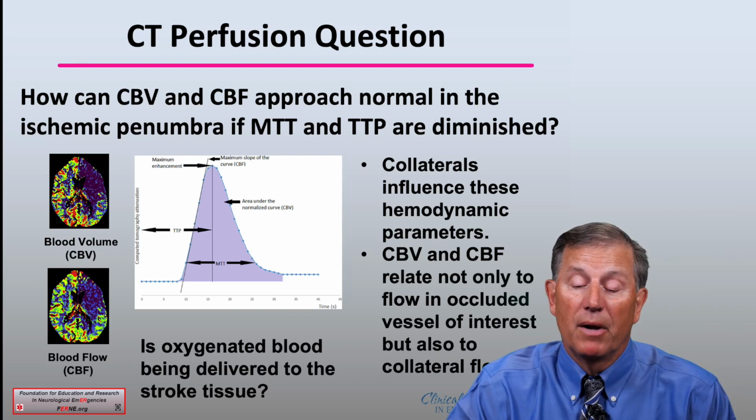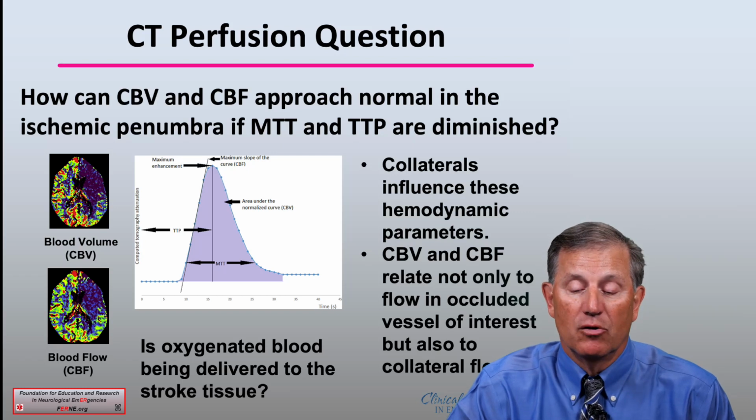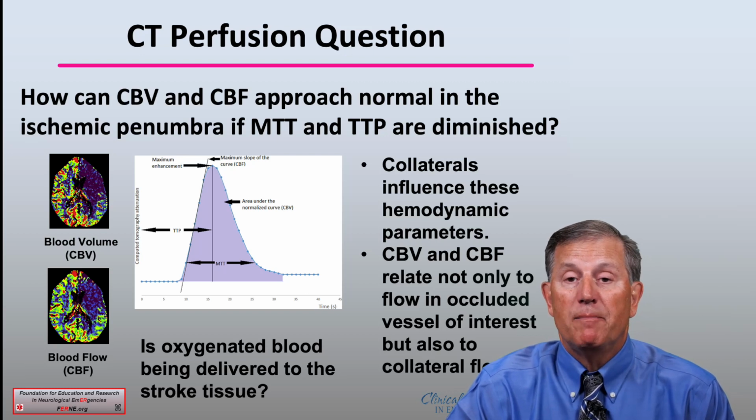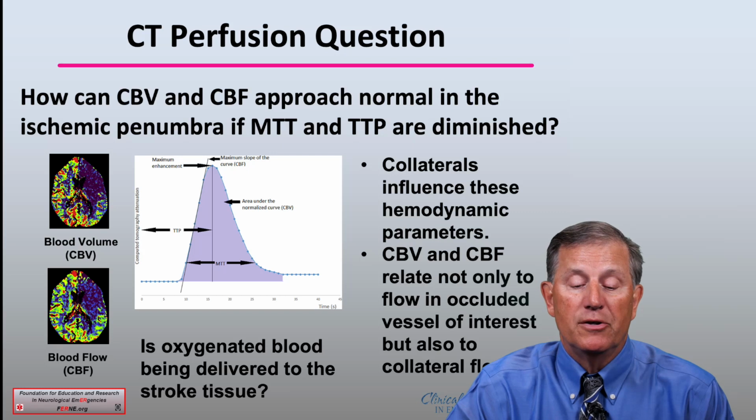volume and cerebral blood flow relate not only to the flow in the occluded vessel of interest, but also due to collateral flow and the characteristics of those collateral vessels, which may be dilated and hence cause there to be a diminished time to peak or mean transit time.